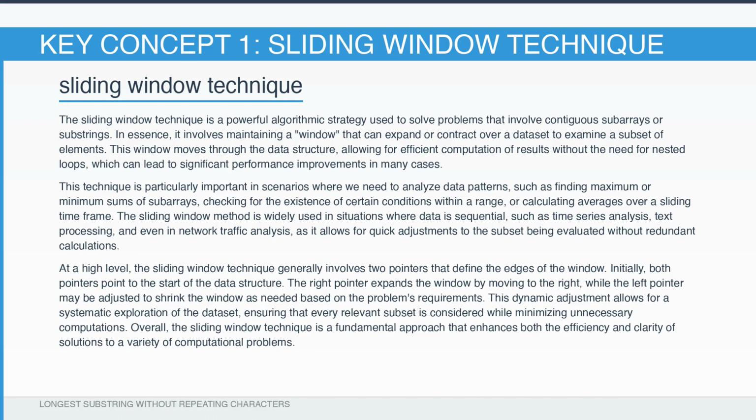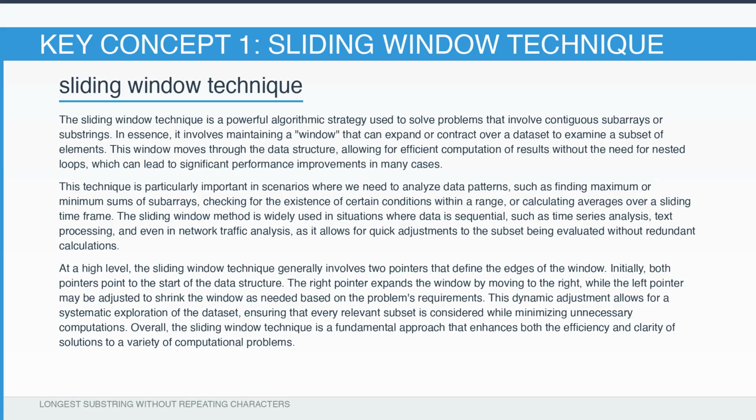The sliding window technique is a powerful algorithmic approach that helps us solve problems involving contiguous subarrays or substrings efficiently. Imagine a window that can slide over a dataset, allowing us to examine a portion of it without having to check every single element multiple times. This method is particularly useful when we need to find patterns or specific conditions within a range of data.